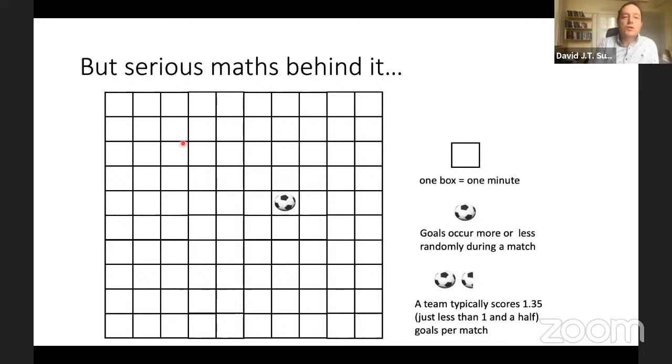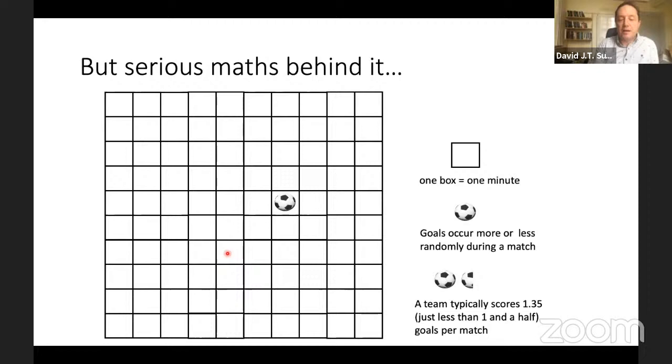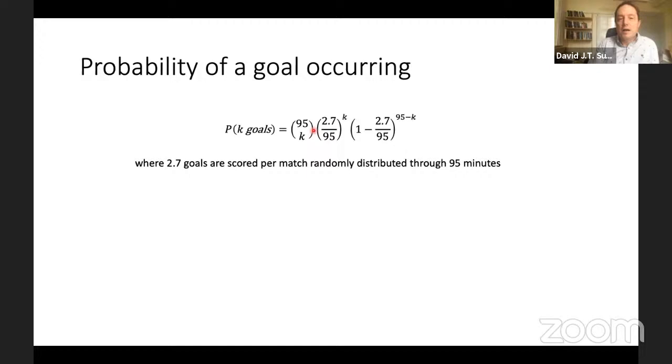So the probability that a particular box is filled with a ball is 2.7 divided by 95. In this particular case, I've got 95 boxes, not the 100 I have here. And I say that each of them can be filled with a ball with probability 2.7 divided by 95. Out of these, we're going to fill k of the boxes with a ball.